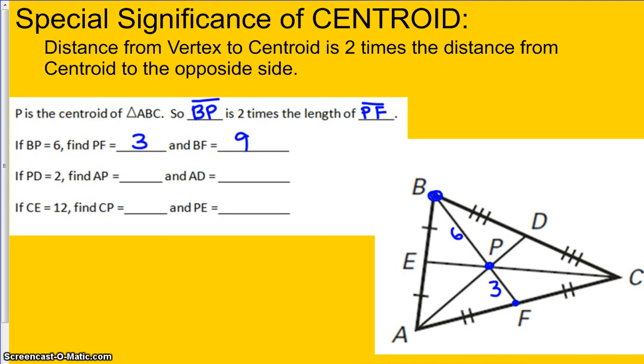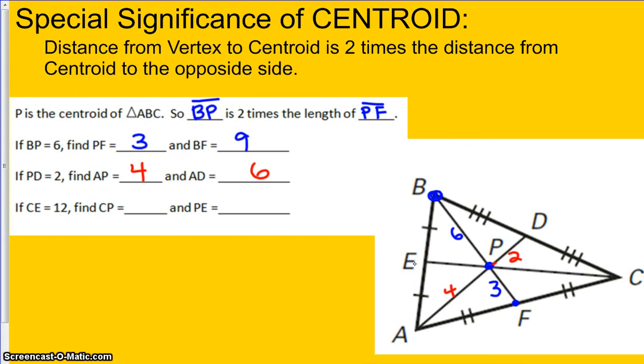Alright, now PD is 2. So this piece is 2. I need to multiply this by 2 to find AP because the distance from the vertex to the centroid is twice as long as the remaining piece. So that means that AP has to be 4 and AD is 4 plus 2, which is 6.